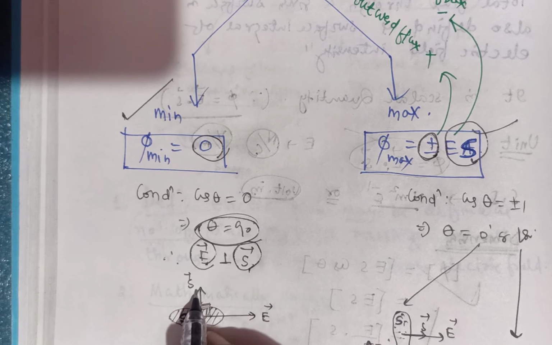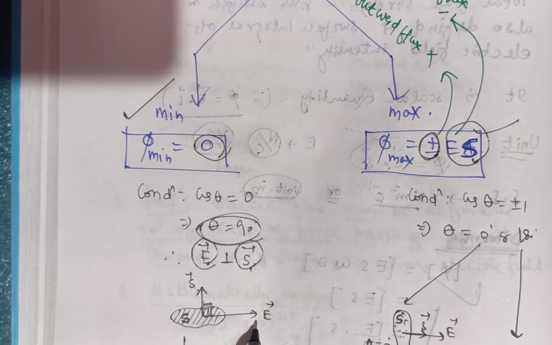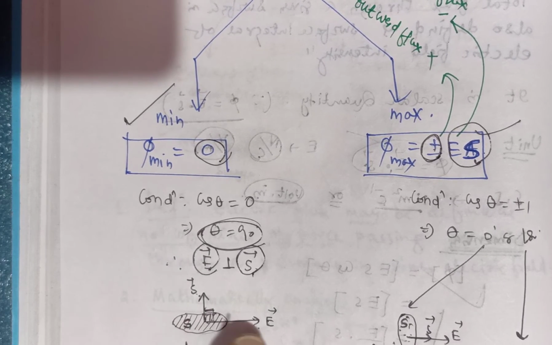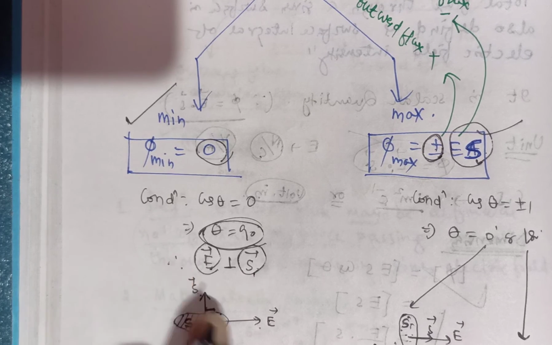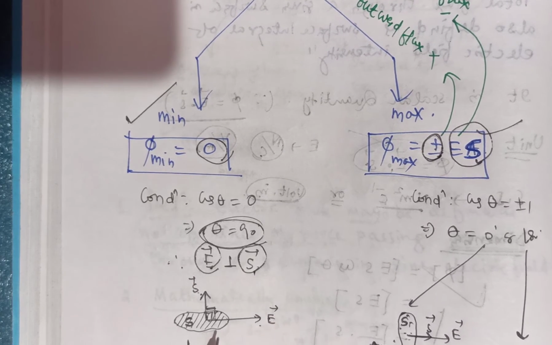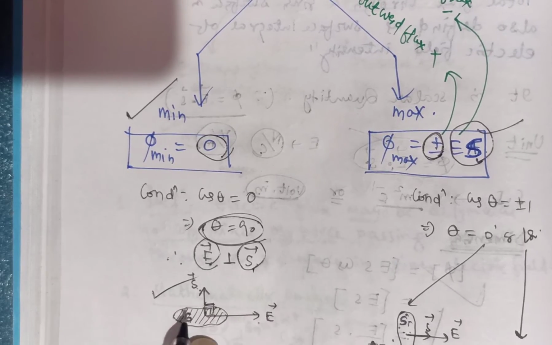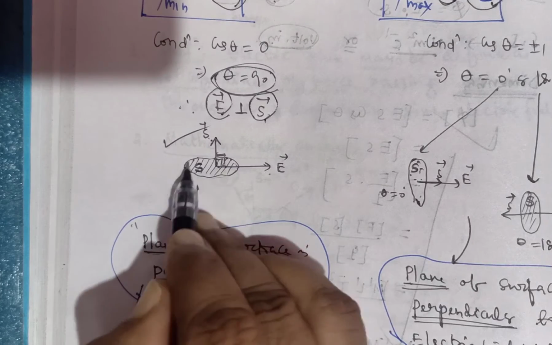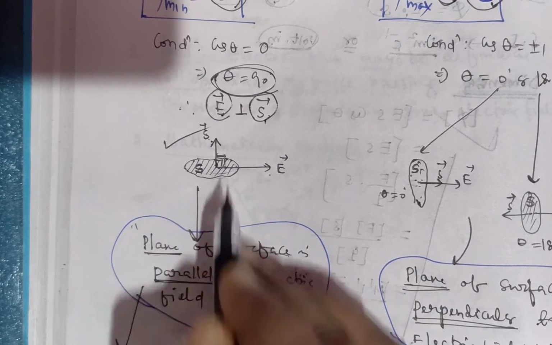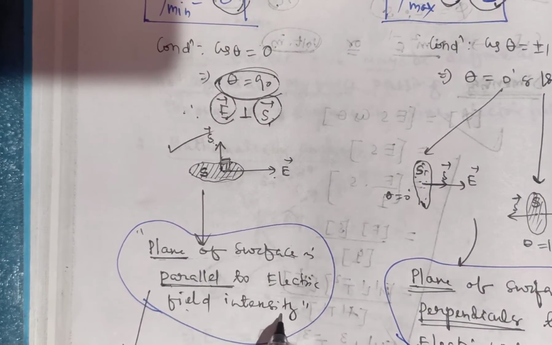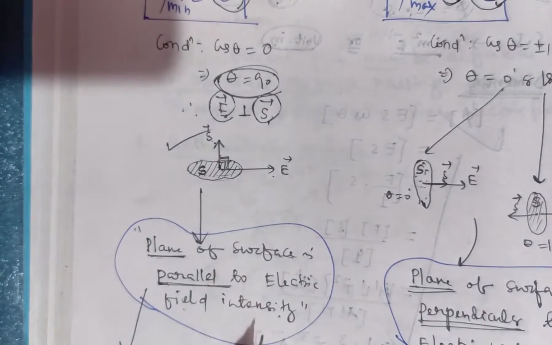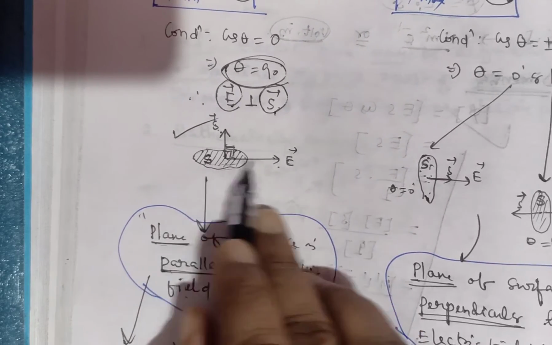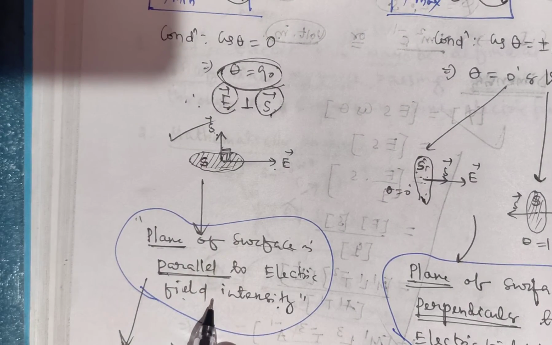But again you see the diagram, area vector is perpendicular to E vector, but the given area is parallel to E vector. The given surface is parallel to E vector, but the area vector is perpendicular to E vector. So if you write this figure in your language, the language must be: plane of the surface, not S vector. Plane of the surface is parallel to the electric field intensity. So when the given surface is parallel to the electric lines of force or intensity, then flux will be minimum.